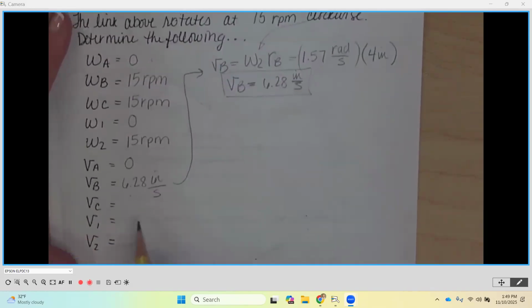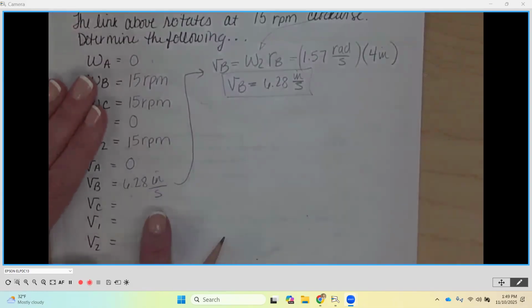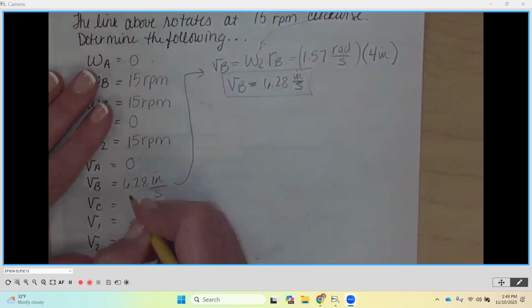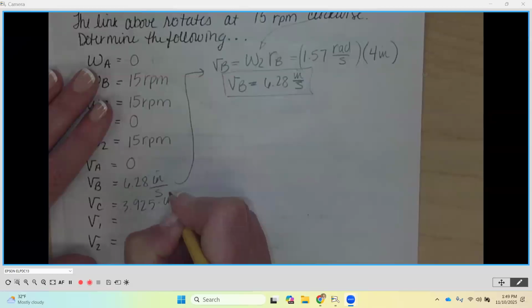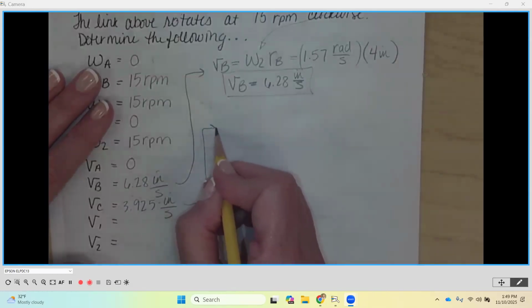So to calculate velocity of C, what is my number here? Anybody get a velocity for C? Did you get that far? I'm not worried about how to calculate. What's your final answer? David, what'd you get? 3.925. 3.925, and that would be inches per second, right?